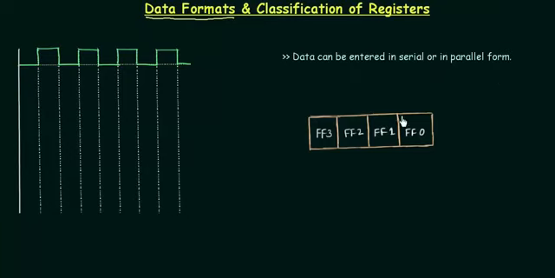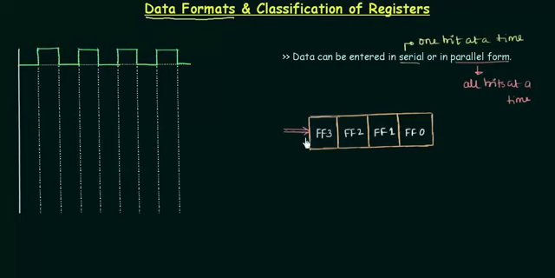If this is my register, then in this register the data can be entered in serial form. By serial form I mean 1 bit at a time. And by parallel form I mean all the bits at a time. So if this is the register, then in this the data can be entered like this. This is the serial form.